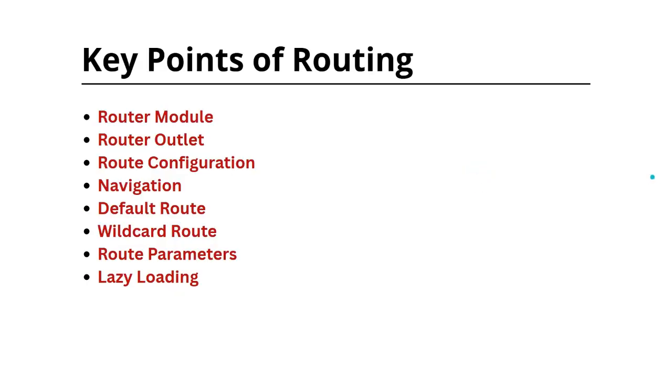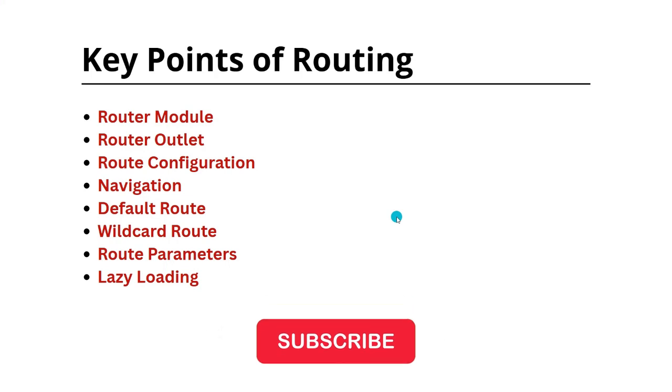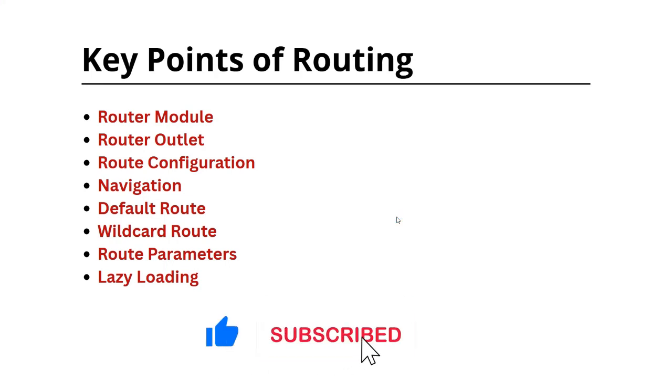Key points of Angular routing. Router module: it provides routing features in Angular. Router outlet: it is a placeholder where the route component is displayed. Route configuration: it defines paths and their components. Navigation: it's moving from one route to another. Default route: it loads when the path is empty. Wildcard route: it catches invalid or unknown URLs.